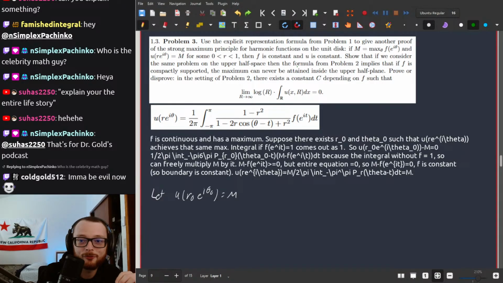For Dr. Gold's, oh, true, yeah. My M, I feel like my M looks like a weird mu. That's too big though. Okay, that's more M-like.